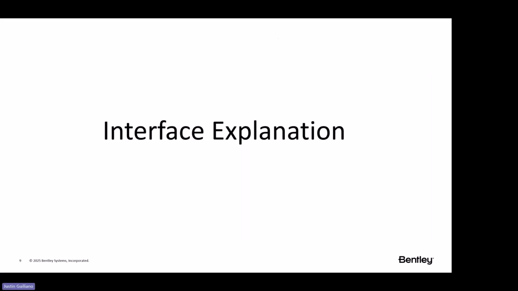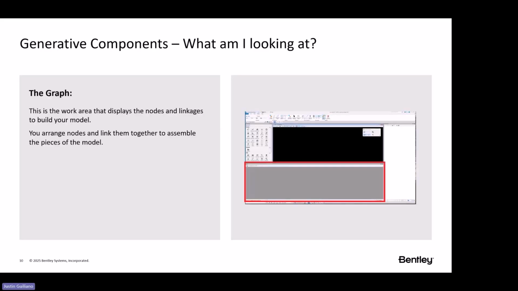All right, so let's take a look at the interface. Once you have it installed, there are three major components to GC as far as the interface goes. You've got the graph, and the graph is basically where you're going to be placing all of your nodes and wiring them together to visually script the element that you want to build. Its primary function is just to organize and relate all of the various nodes together so that it assembles whatever element you're trying to build.